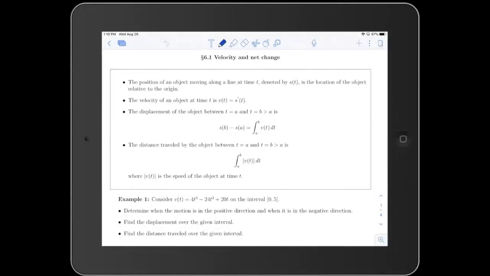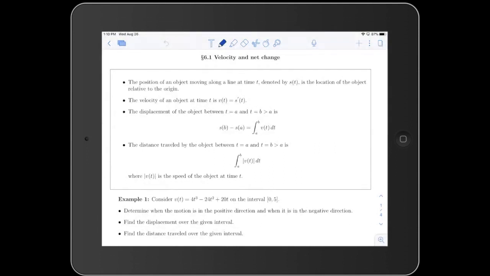Okay, so in this recording, we'll go through examples for two sections. 6.1 is velocity and net change. And this section, I would imagine, was fairly easy for most of the students because we haven't really learned much that is new here. We've done problems like that in calculus. We just put in a little bit more of a new notation here.